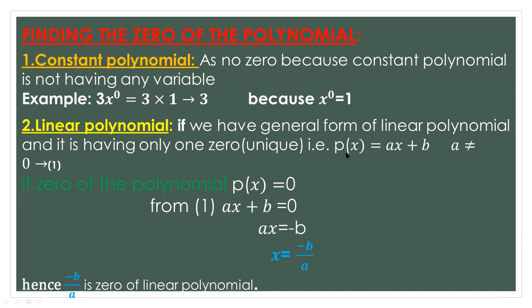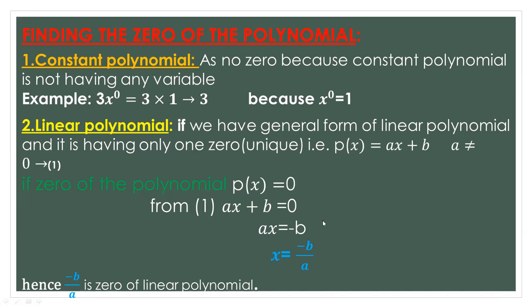Its general form is p of x is equal to ax plus b, where a is not equal to 0. This one is equation 1. If we know the zero of the polynomial, then p of x is equal to 0 from 1. It means equation 1 becomes ax plus b is equal to 0.